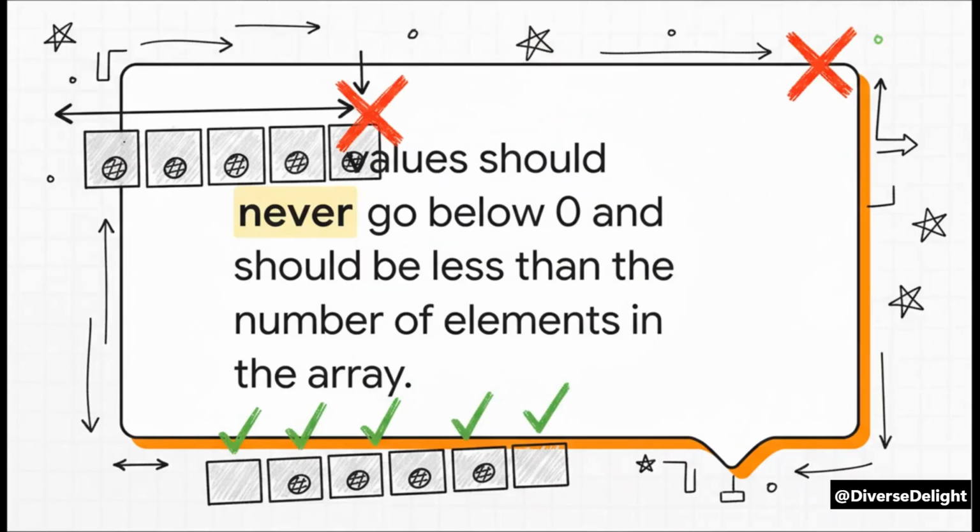All right, time for a pro tip. This is your #1 rule for array safety. You should never, ever try to grab an item from an index that's less than 0 or one that's bigger than the array itself. So if your array has 5 items, your valid spots are 0, 1, 2, 3, and 4. Trying to get item number 5 is a big no-no and will break things, trust me.